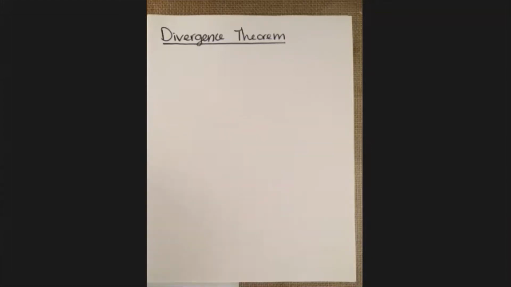Hey everyone, welcome back. In this video, we're going to talk about the divergence theorem, which gives us an interesting relationship between the change in a vector field over a particular volume and its flux through a particular surface. So let's go ahead and take a look at that.